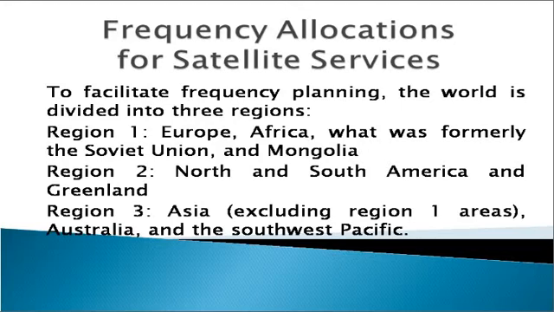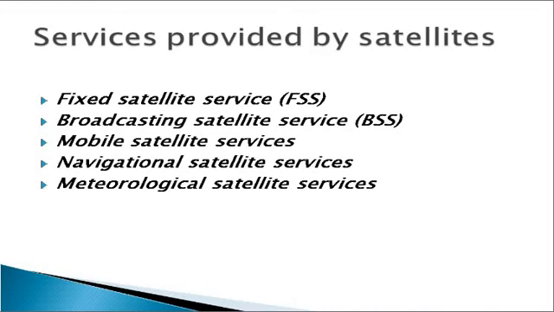bands in different regions. Some of the services provided by satellites are Fixed Satellite Services (FSS), Broadcasting Satellite Services (BSS), Mobile Satellite Services, Navigational Satellite Services, and Meteorological Satellite Services. There are many subdivisions within these broad classifications. For example, the FSS provides links for existing telephone networks as well as for transmitting television signals to cable companies for distribution over cable systems.